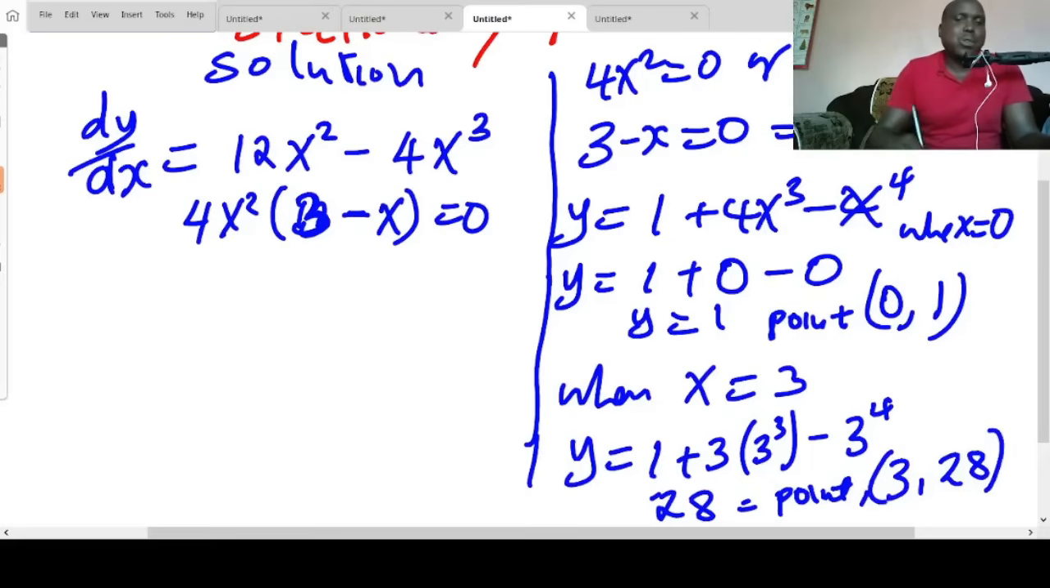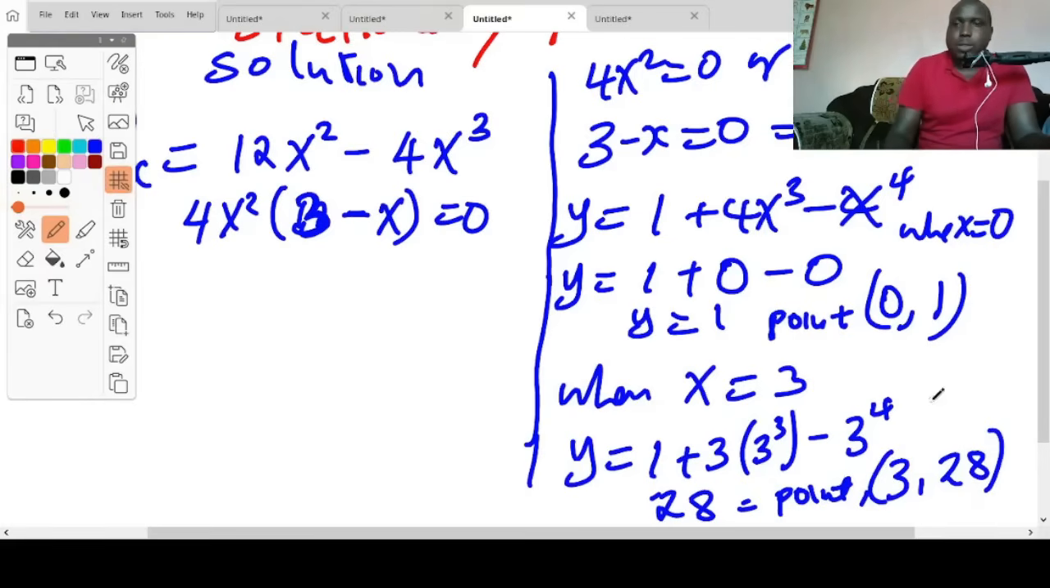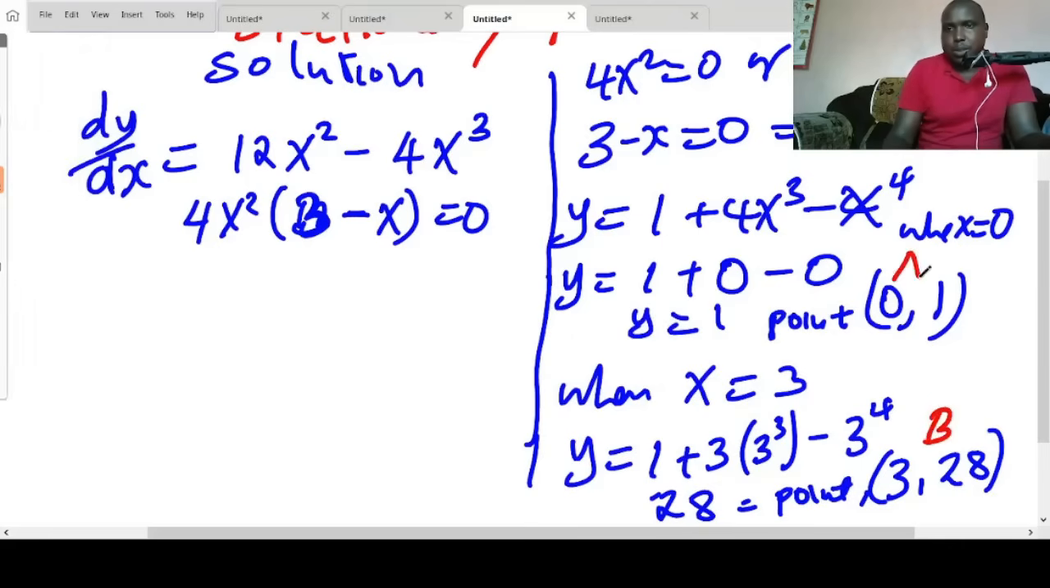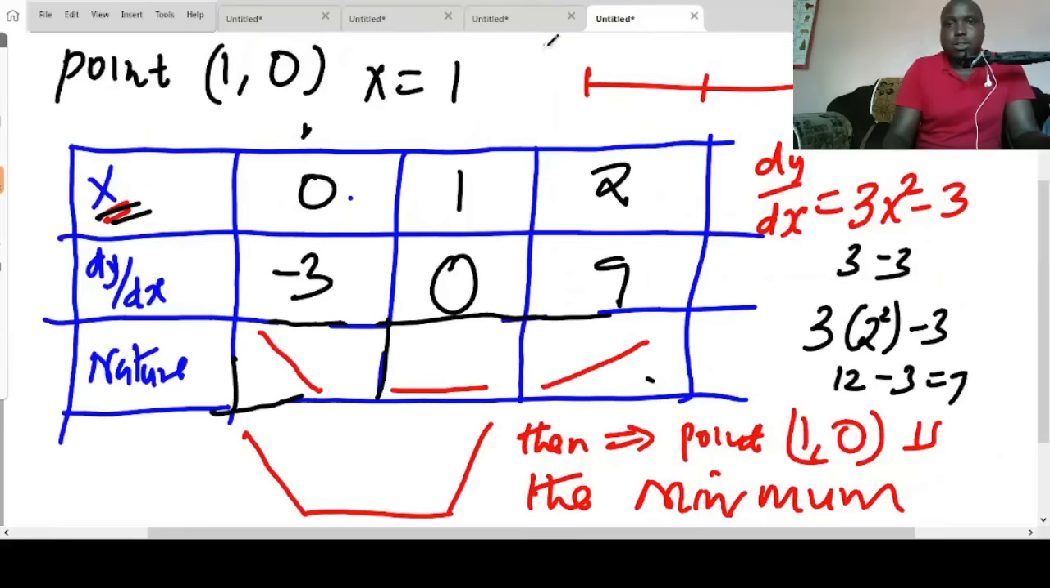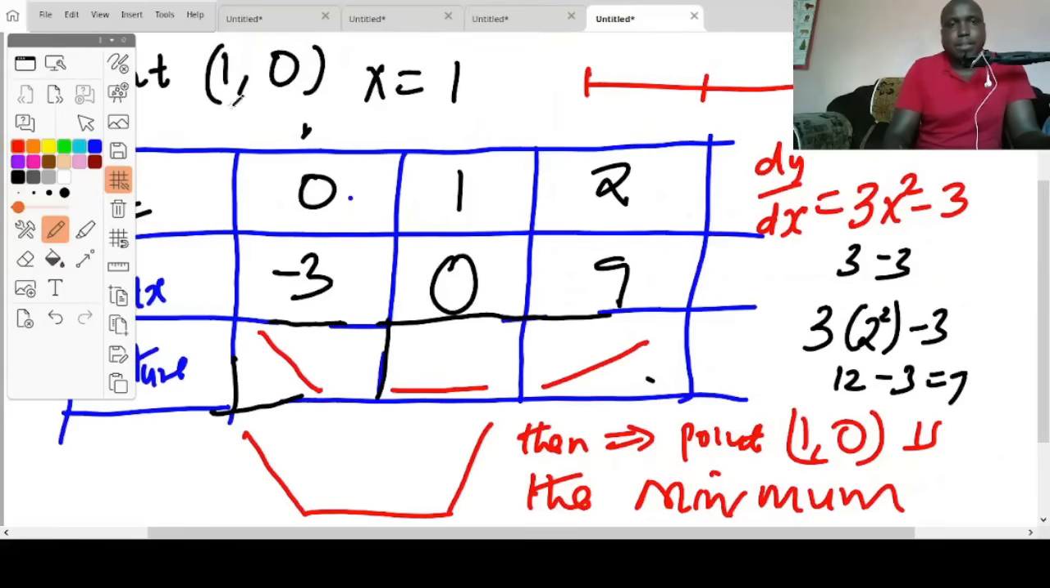Now, the last thing we want to determine is whether this point, let me call it B, and this one, let me call it A. We want to determine whether A is maximum or minimum. We want to determine B, whether it is maximum or minimum, or a point of inflection. That is the last thing you need to do. Well, how do you do that? You draw a table of this nature. Maybe I can draw it again, but there's no need. I can delete this. So you can delete everything up there.